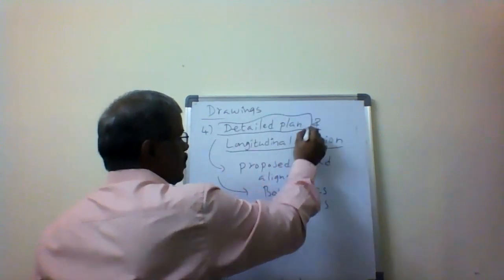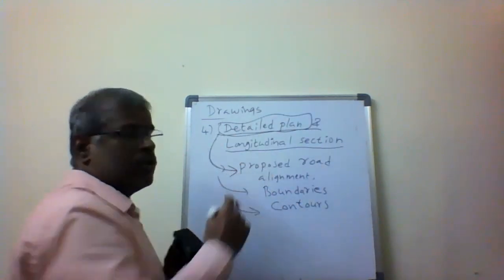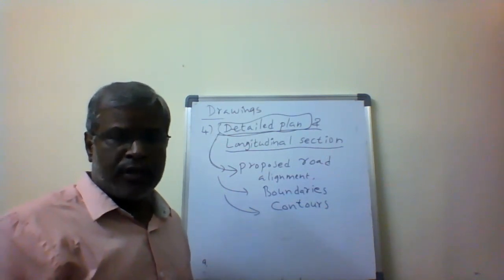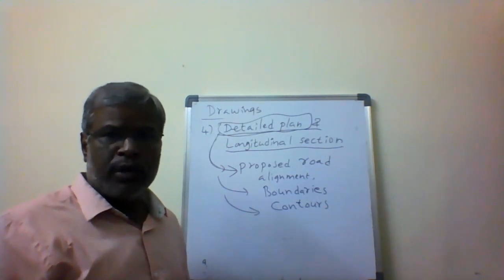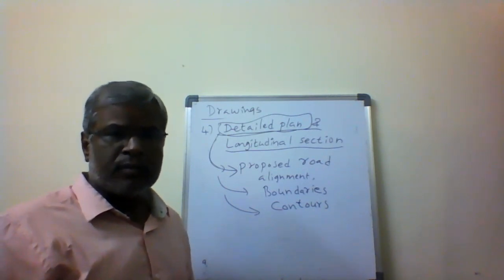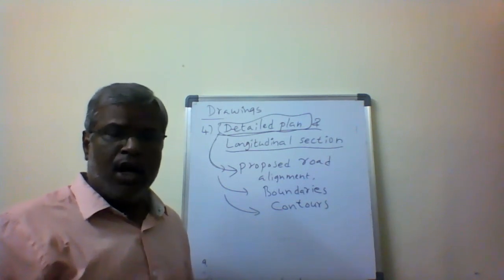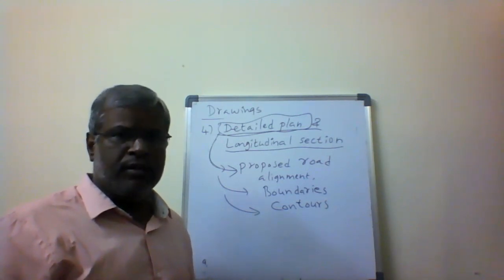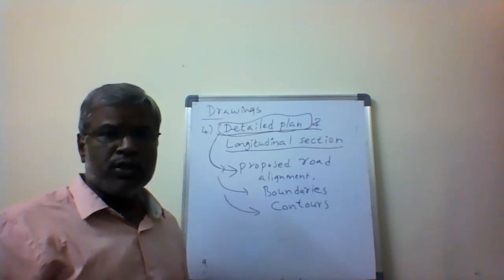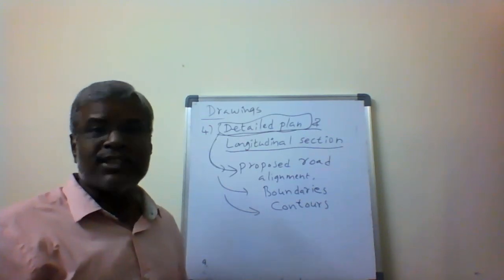The detailed plan gives the information of the proposed road alignment and what boundaries are there for that alignment or proposed road. And the last one is contours. Contours give you the topography of the area. Contour means equal elevation. It is an imaginary line passing through points of equal elevation, and we call it a contour.